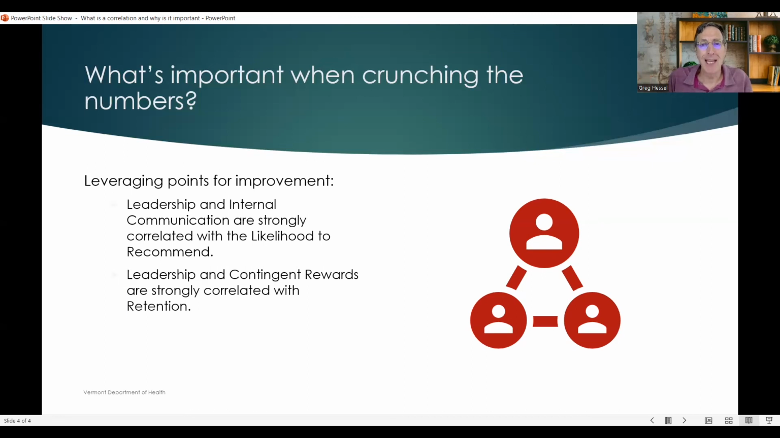I think a mistake in survey analysis is to only focus on what's high and low. It's also important to focus on what's correlated and therefore can be a leverage point for changing and moving some of the numbers.